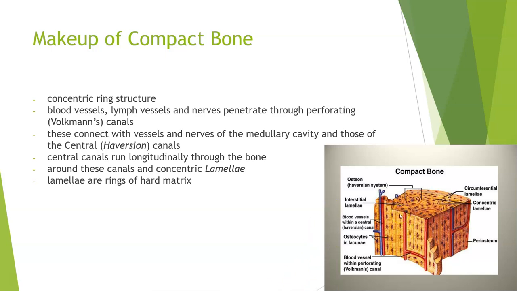So we can see these circles, and we can see that we have a blood vessel that runs through the middle of the circles, and these are known as the central or the Haversian canals. And then, of course, we have these ones that cut across transversely, and these are your Volkmann's canals. So Volkmann's run across transversely, and your central canals, or your Haversian canals, run up and down through the middle of these concentric circles.